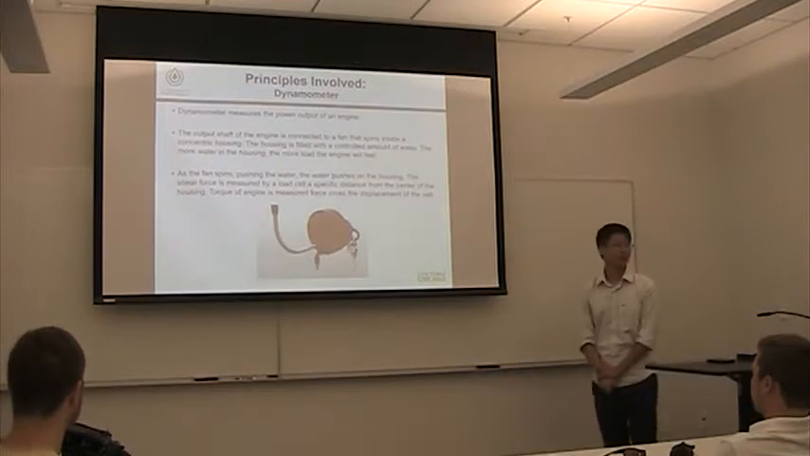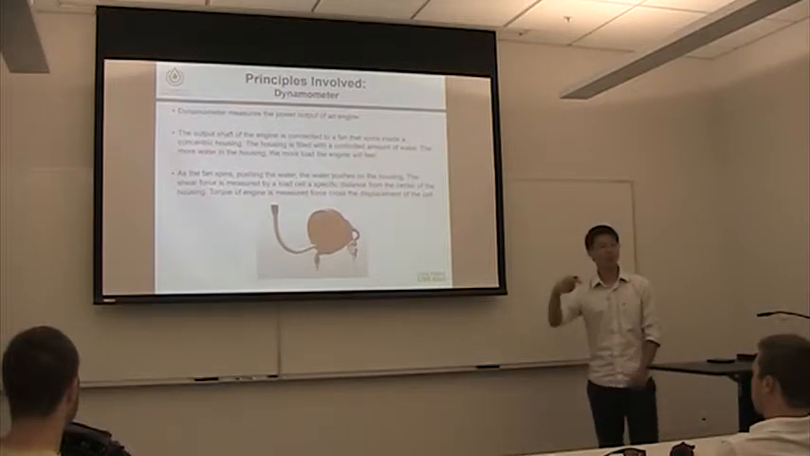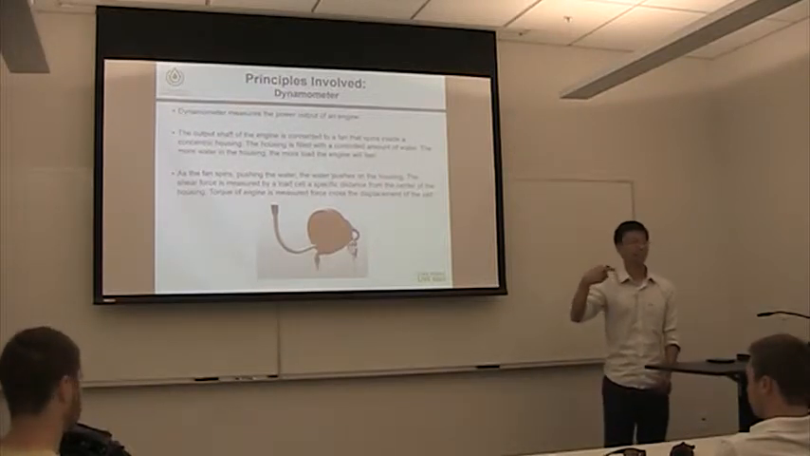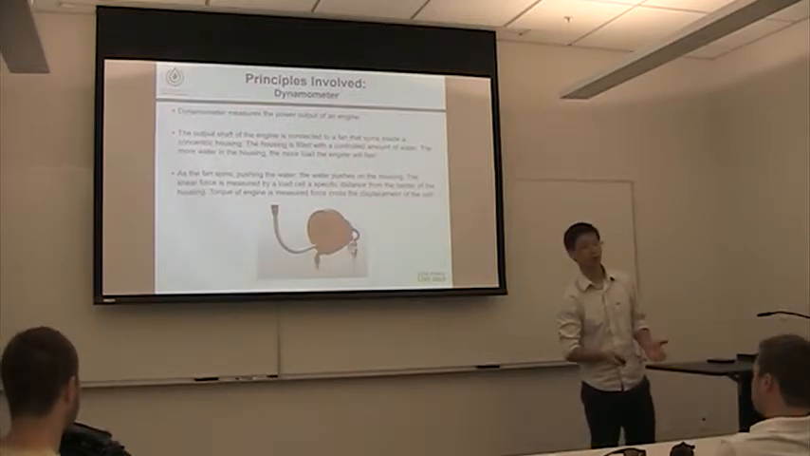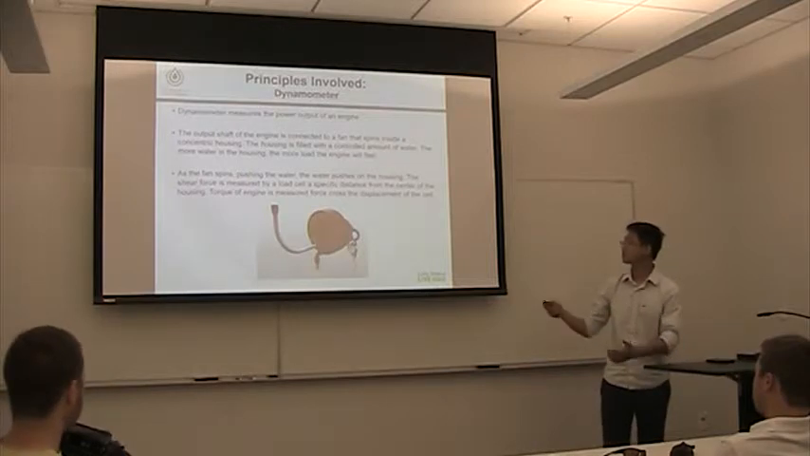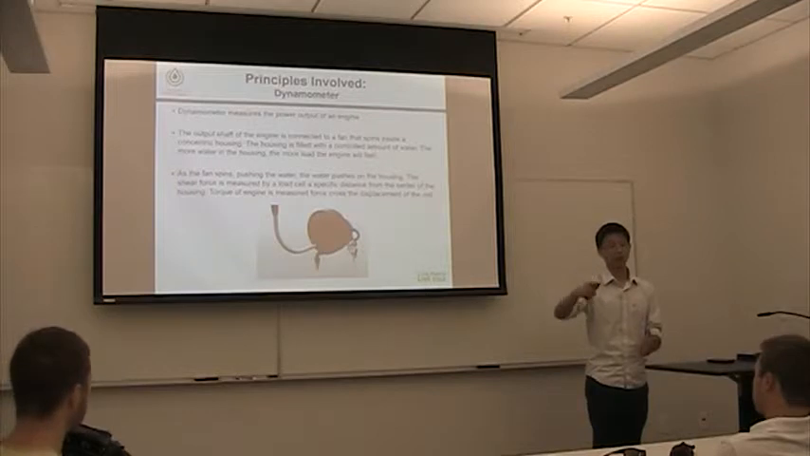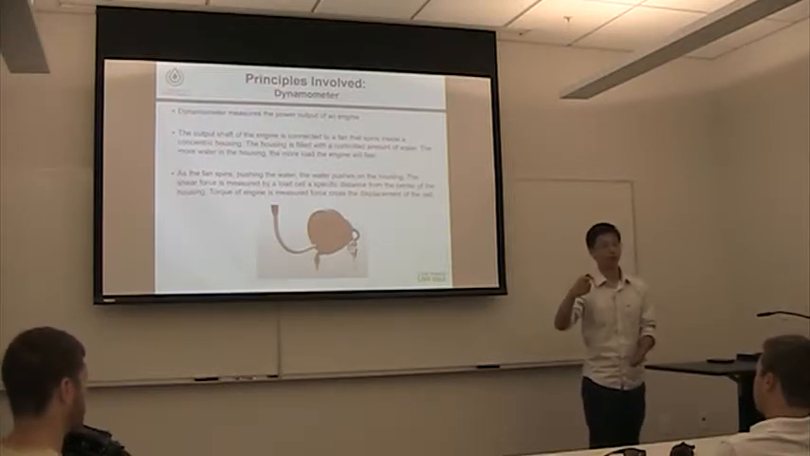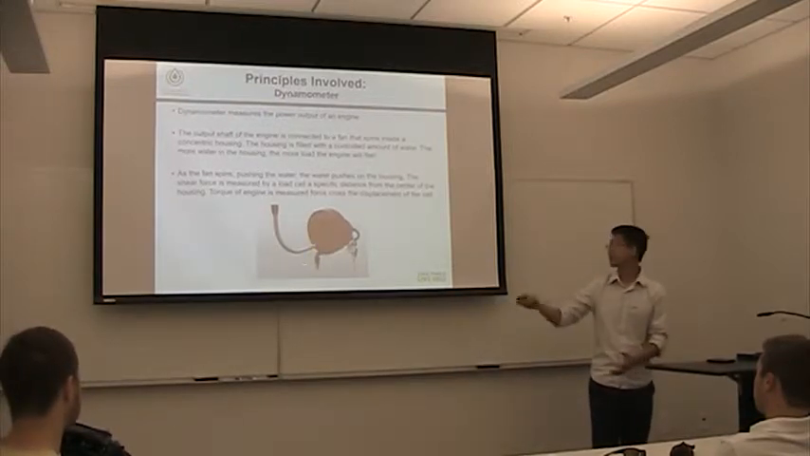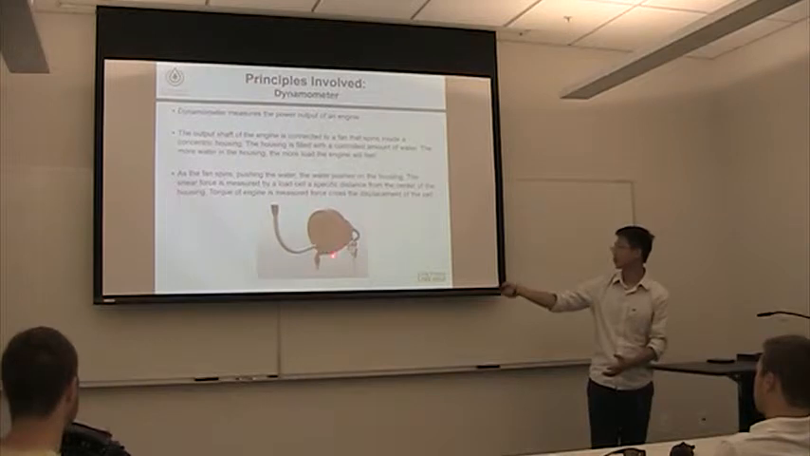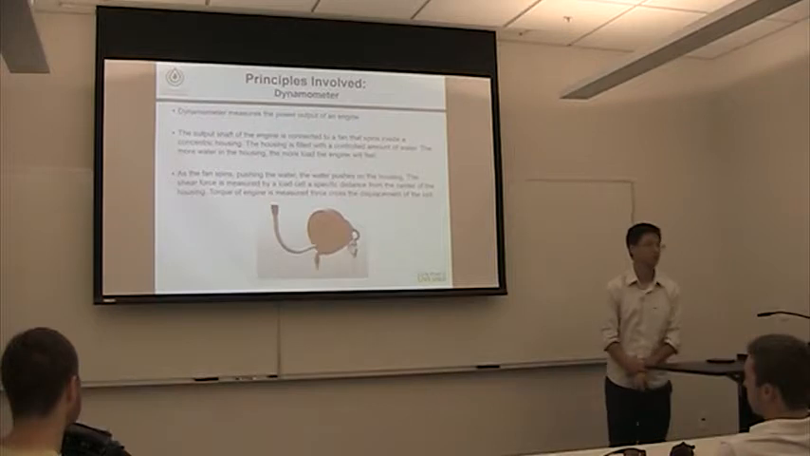So what is a dynamometer? A dynamometer is used to measure the power output of the engine. The output shaft of the engine is connected to a fan inside the dyno. The dyno can then be filled with the amount of water you want. And the more water you put in the dyno, the more load the engine will feel. As the engine spins, the fan will impart force onto the water, and the water will impart force onto the casing of the housing of the dyno. That force can be measured with a load cell right here, you can see. And that is how we measure the torque output of the engine.